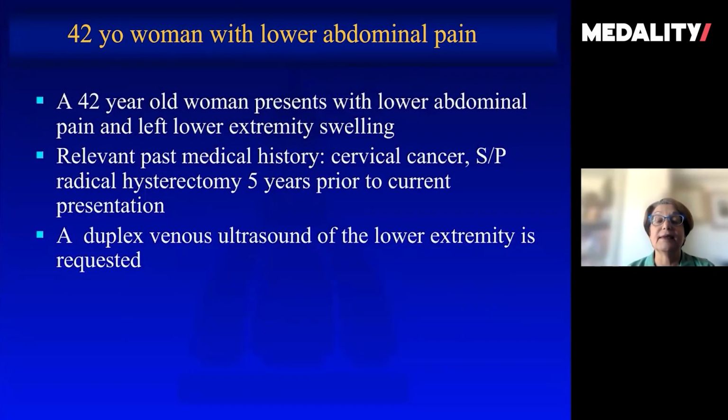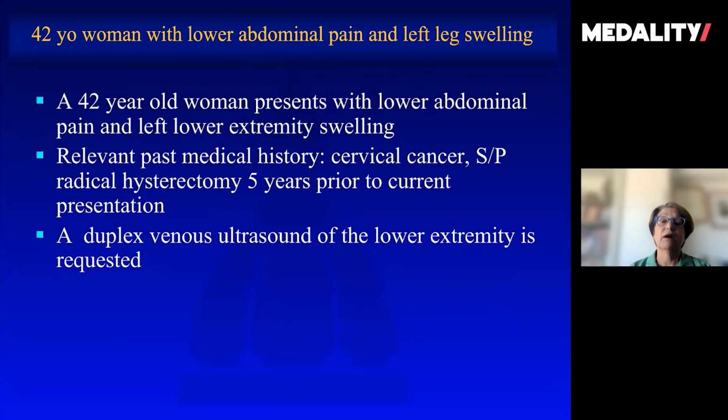So this is a different case, a companion case, because I really want to stress this point. This was a 42-year-old woman who presented with abdominal pain and left lower extremity swelling. About 5 years prior to her presentation to the emergency department, she had had a radical hysterectomy for cervical cancer. So they requested a duplex venous ultrasound of the lower extremity.